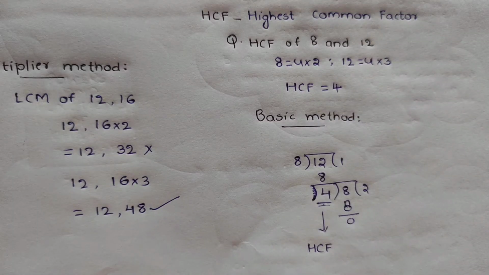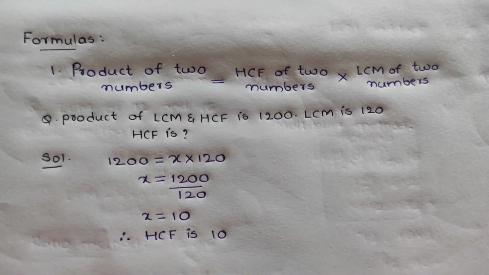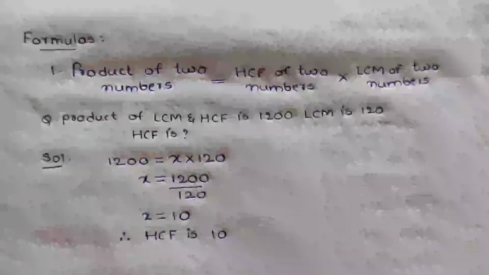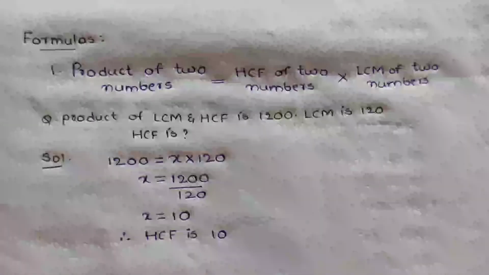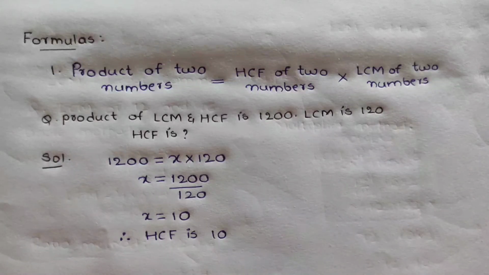Now let's see some basic formulas that we can use while solving HCF and LCM problems. When you are solving problems, there will be a question related to the product of two numbers. At that time you can use this formula: the product of two numbers is equal to the HCF of the two numbers into the LCM of the two numbers. For example, the product of LCM and HCF is 1200 and the LCM is 120. They are asking you to find the HCF. At this time you can use this formula.